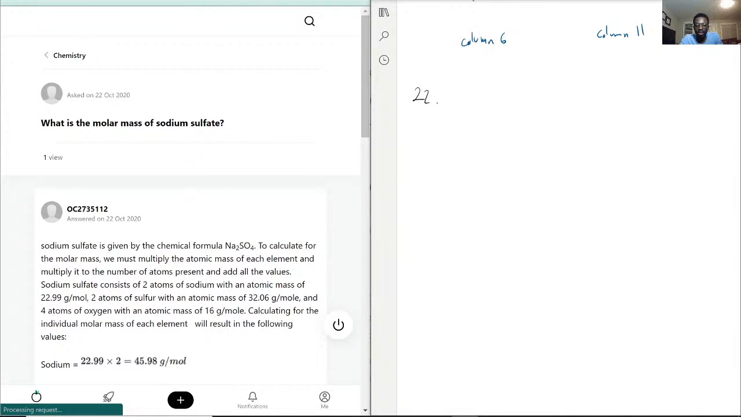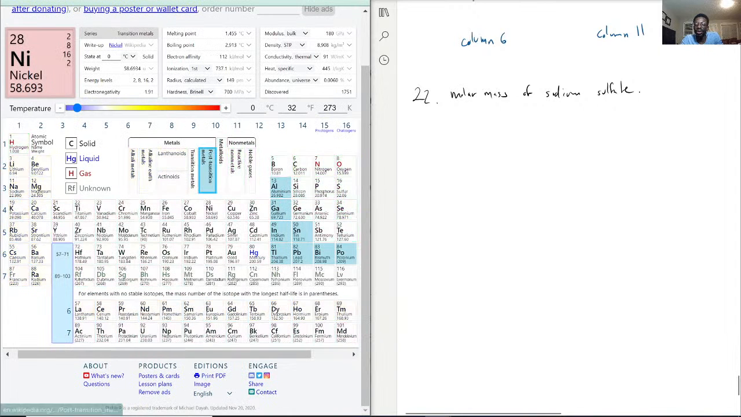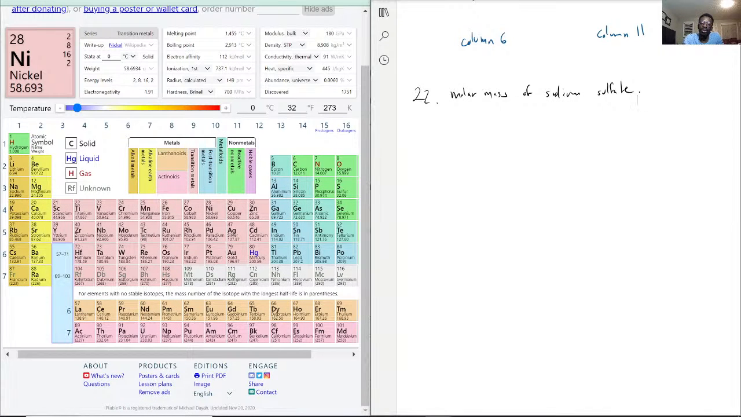Okay. What is the molar mass of sodium sulfate? To be able to find this out, kind of like what we did earlier, we first need to figure out what exactly sodium sulfate is. So at least we know this part here, sodium, which is just Na. This is going to be our metal component.